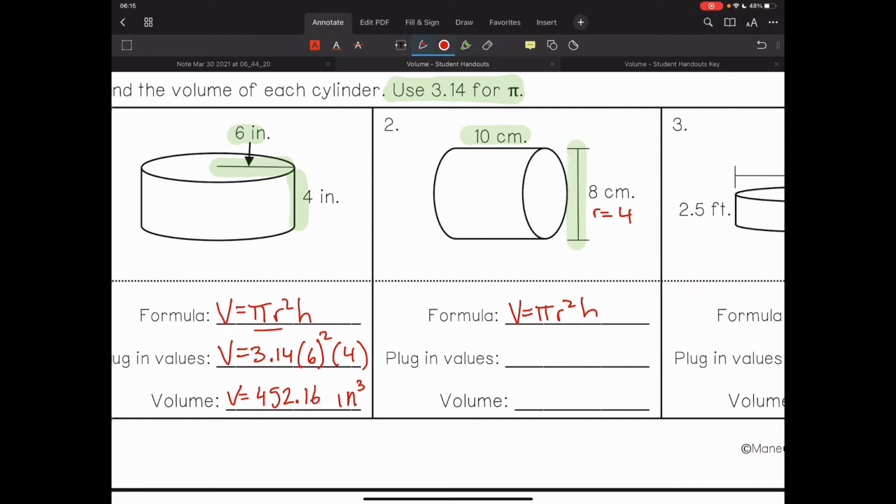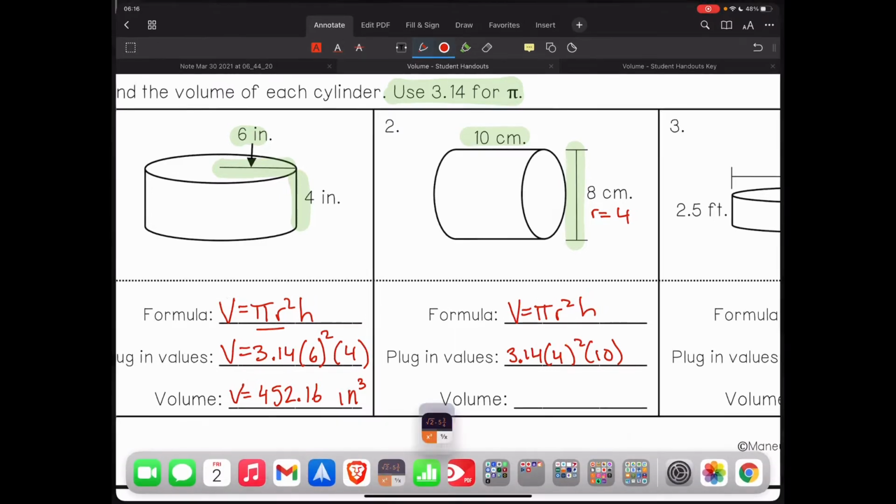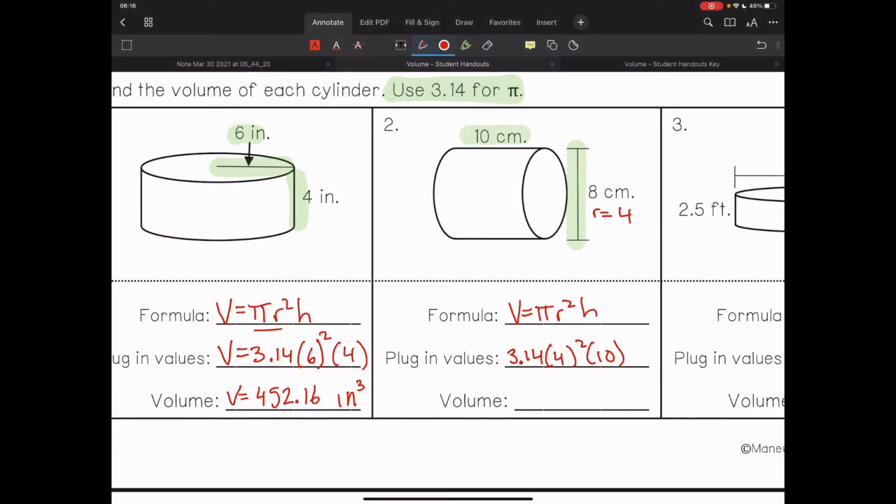So our formula is 3.14 times 4 squared times 10. We'll go ahead and plug that into the calculator. 3.14 times 4 squared times 10, which is 502.4 centimeters cubed. Again, don't forget the label.